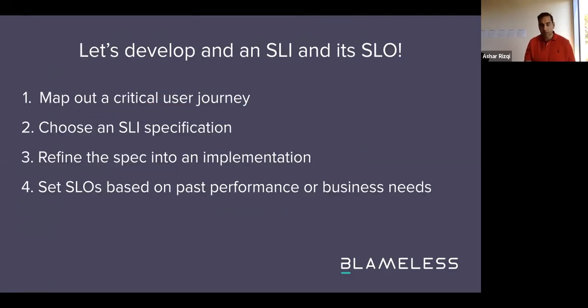Great. So now let's go into the exercise of developing an SLI and SLO. As you can see, it's a 4-step process. The first one is mapping out a critical user journey. Before we do any SLI, SLO setting, we want to know what the user is trying to accomplish through your product. Number 2 is choose an SLI specification, then refine the spec into an implementation. Where are you going to do this? And set SLOs based on past performance or business metrics.